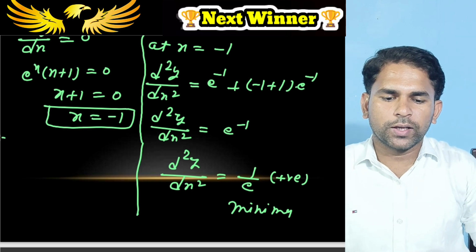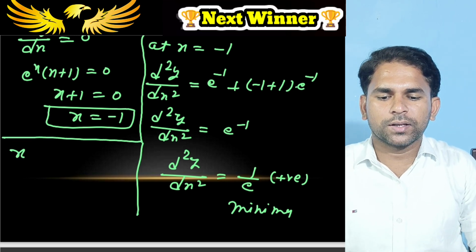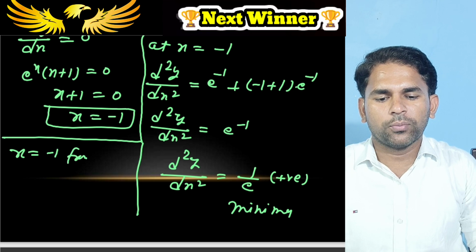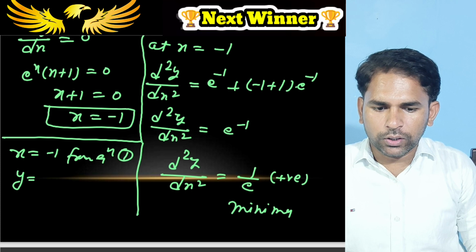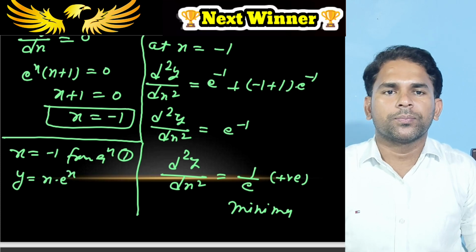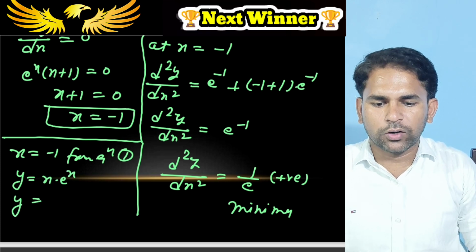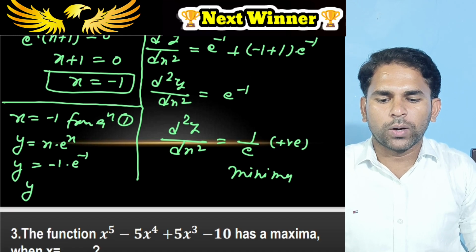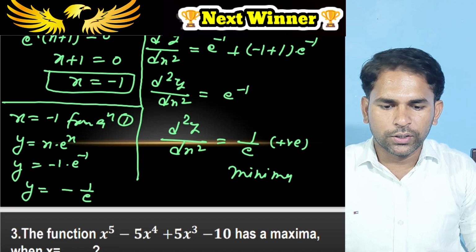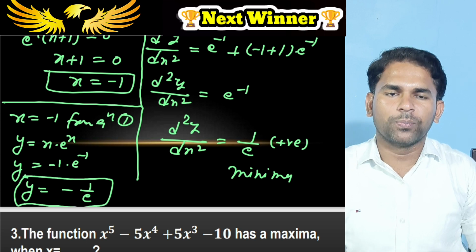So what can we do? We can place x = -1 in the first equation. The first equation was y = x e^x. Now place x = -1, so -1 × e^(-1). Finally we can write y = -1/e. So this is the minima value.